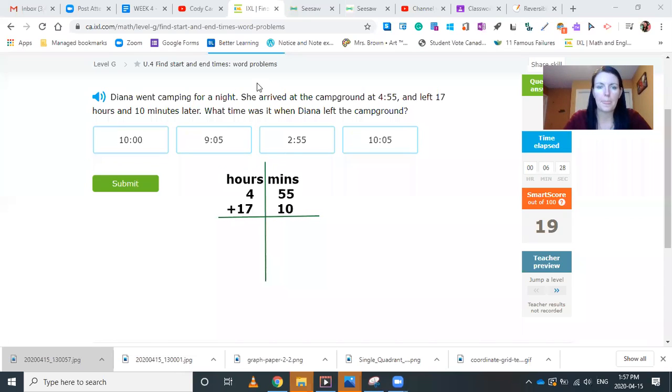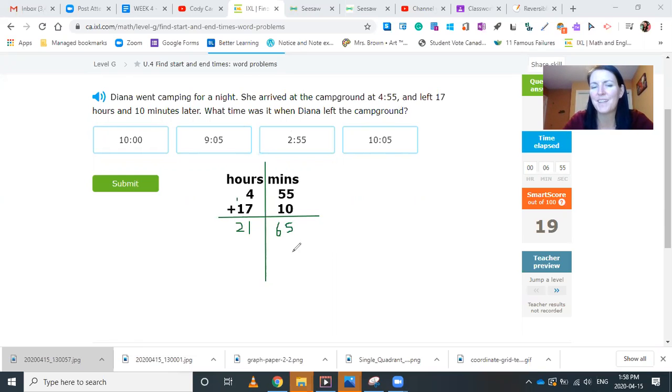Okay, let's go. We are adding. 5 and 0 is 0.5. 5 plus 1 is 6. On this side, 7 plus 4. And 1 and 1 is 2. Okay, so the time when she left the campground was at 21 hours and 65 minutes.